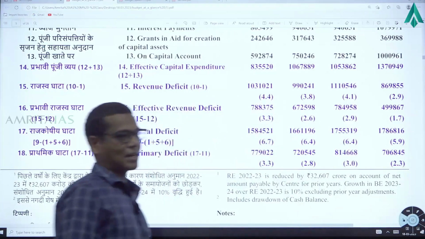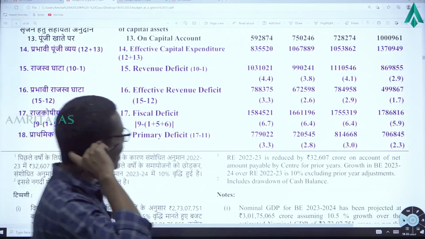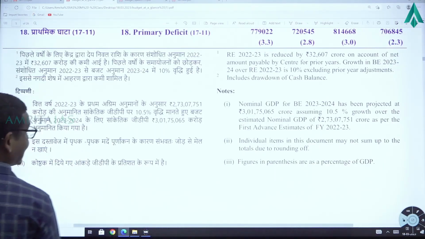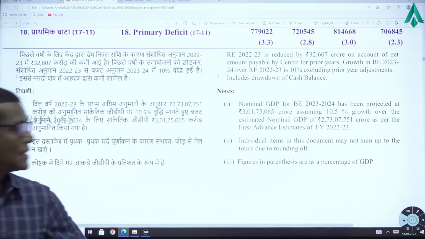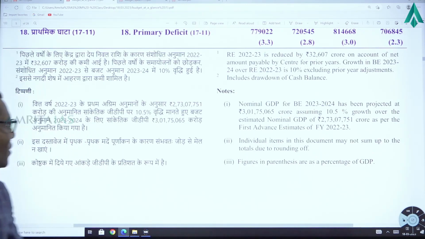That means it is declining. Fiscal deficit. Primary deficit 3.3, 2.8, 2.3. Anyway, you know the definition of primary deficit: fiscal deficit minus interest payments. I think we are paying a lot of interest. That is why it is reducing. What is the nominal GDP for budget 2023-24? Always I used to say 250 lakh crore. Now it has become 301 lakh crore.